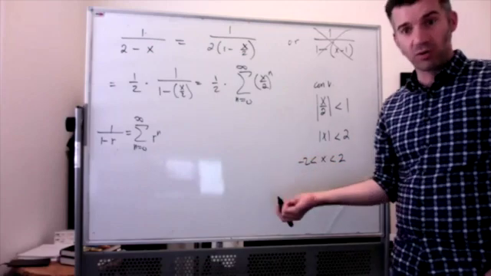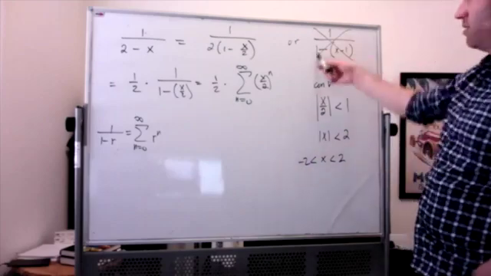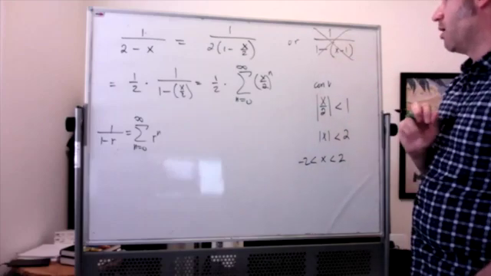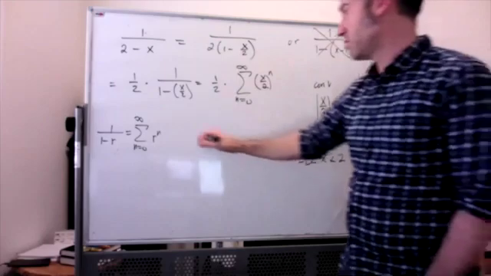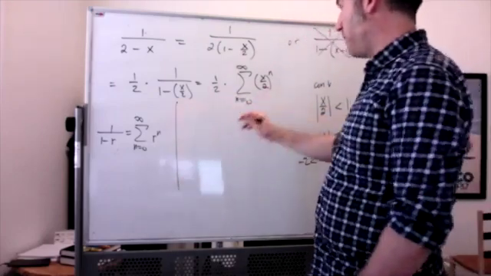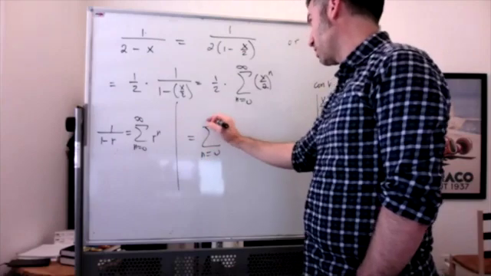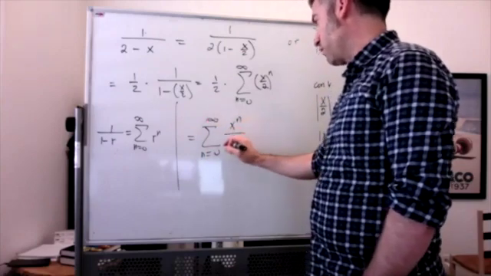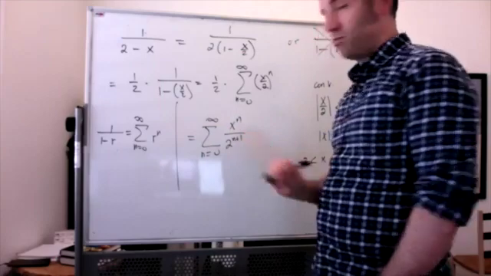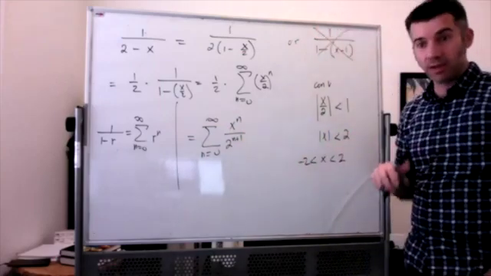That's definitely a larger interval of convergence than we would have gotten if we'd done it this way, which is cool. Some people might rewrite this. Some people might bring the 1/2 in and write this as the sum from n equals 0 to infinity of x to the n over 2 to the n plus 1. That's a typical thing to do here.